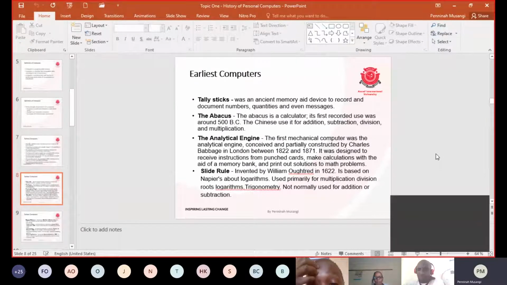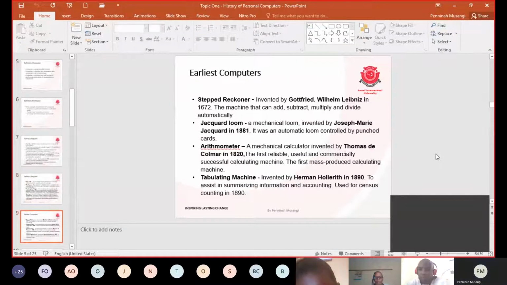Then moving on, we had the stepped reckoner. The stepped reckoner was invented by Gottfried Leibniz, and it was also a machine which could add, subtract, multiply, and divide. But one good thing with it is that it could do this automatically. So the addition and the subtraction could be done automatically.